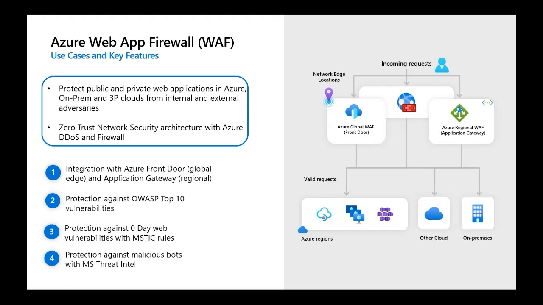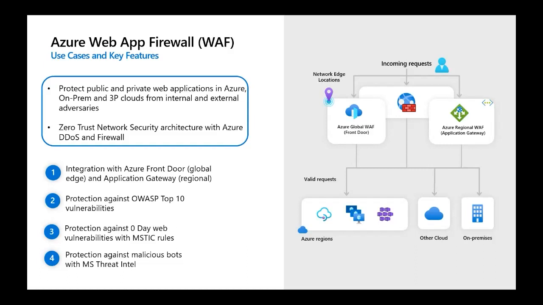When Azure WAF is enabled with services such as Azure DDoS Protection and Azure Firewall, the WAF can be used to implement a zero trust network security architecture within the Azure cloud. The WAF, as you can see in the diagram, can either be enabled on the global edge with Azure Front Door, so that's at a global level, or at a regional level using the Application Gateway. This WAF is platform managed, allowing teams to focus on custom rule creation and also exclusions when needed.